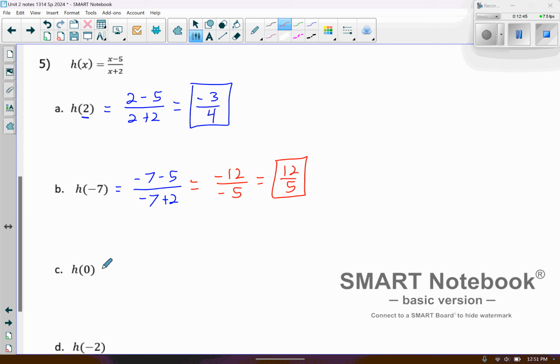All right, our next one, 0. We're going to plug in 0. So let's see, we're going to have 0 minus 5 over 0 plus 2. 0 take away 5 is negative 5. 0 plus 2 is 2. And there is our answer, negative 5 over 2.